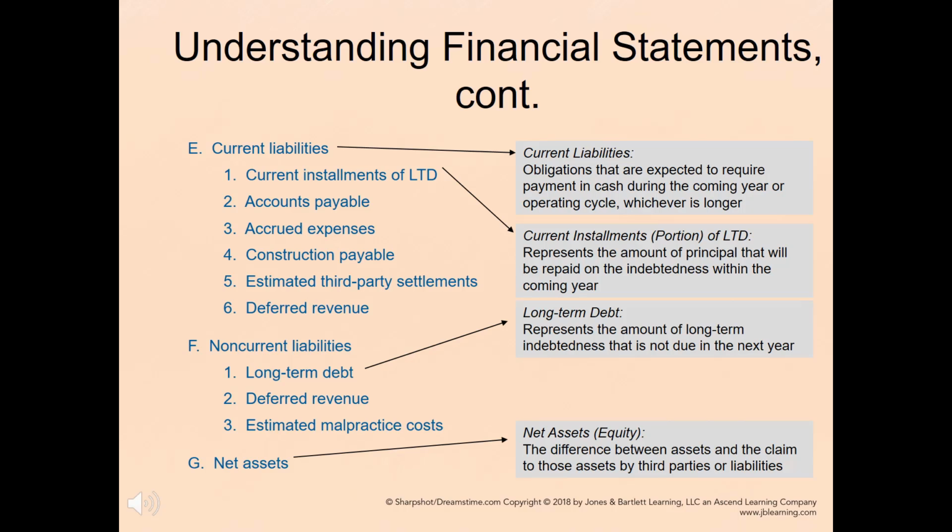Current liabilities are obligations that are expected to require payment in cash during the coming year or operating cycle, whichever is longer. Current installments on long-term debt represents the amount of principal that will be repaid on the indebtedness within the coming year. Long-term debt represents the amount of long-term indebtedness that is not due in the next year. And net assets or equity is the difference between assets and the claim to those assets by third parties or liabilities.